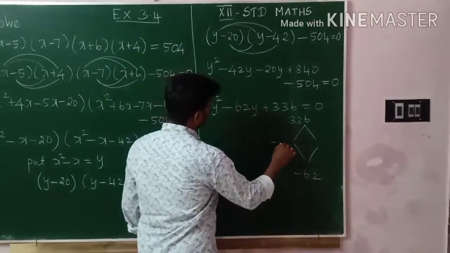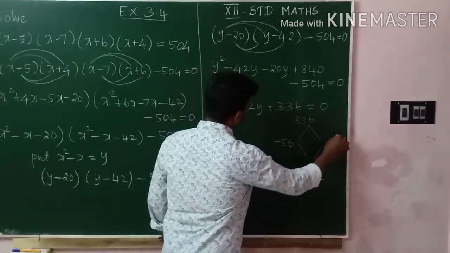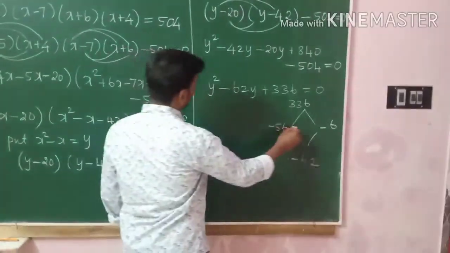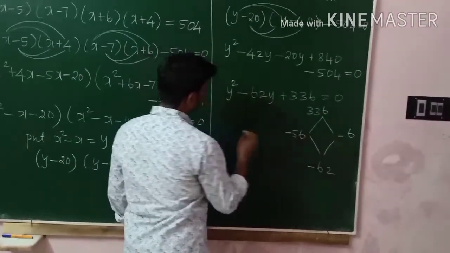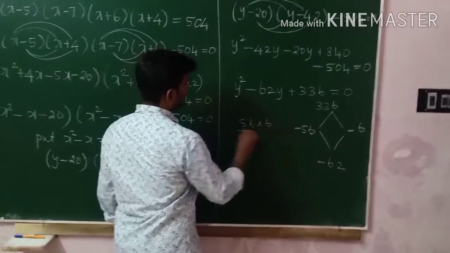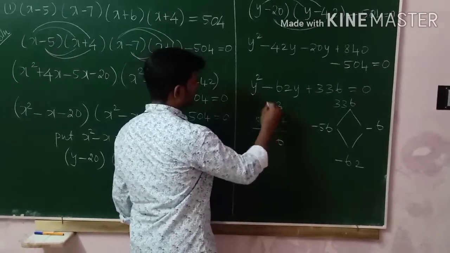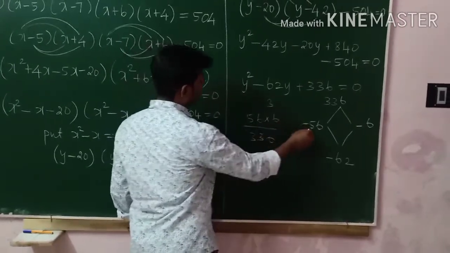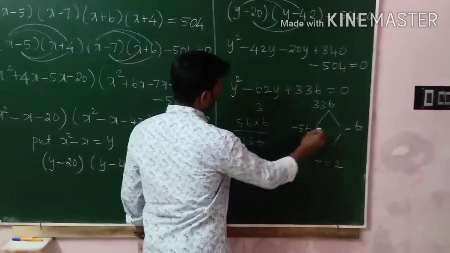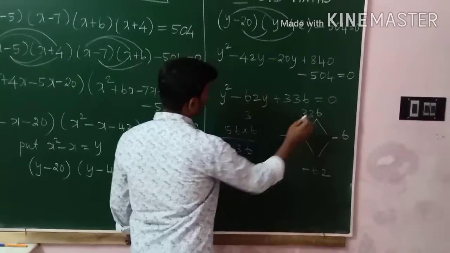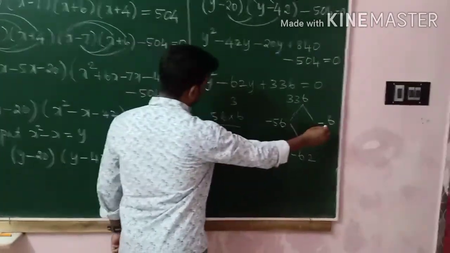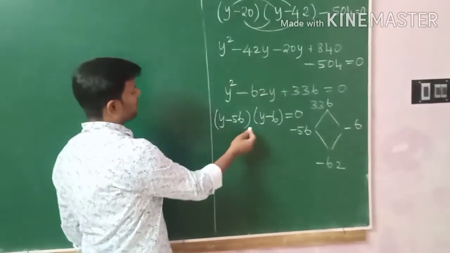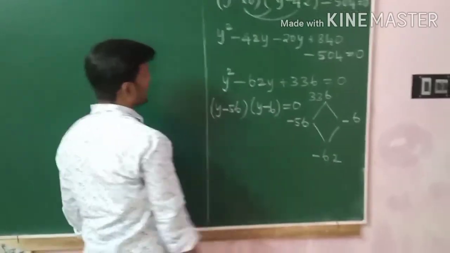I take minus 56 into minus 6. Because minus into minus is plus, 56 into 6. We'll check that. 56 into 6: 6 sixes are 36, keeping 3; 5 sixes are 30, 30 plus 3, 33. So 56 into 6 is 336. So minus into minus plus, 56 into 6 is 336. Minus 56 and minus 6 added gives minus 62. The factors are (y minus 56) into (y minus 6) equal to 0.